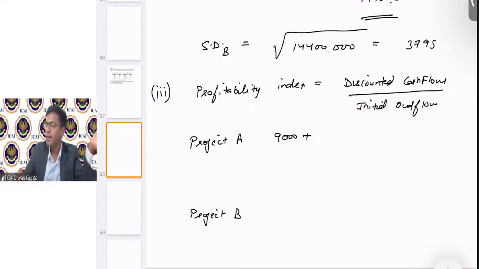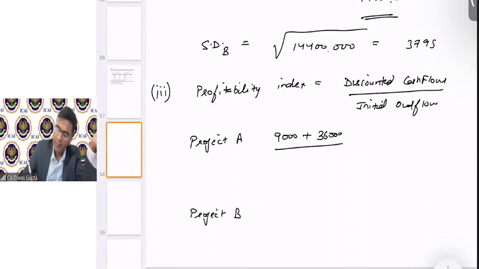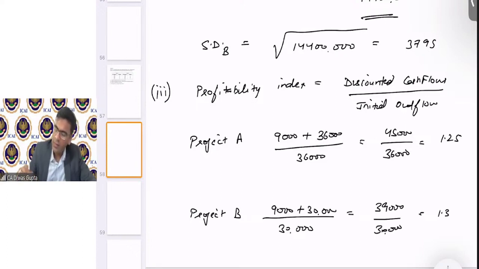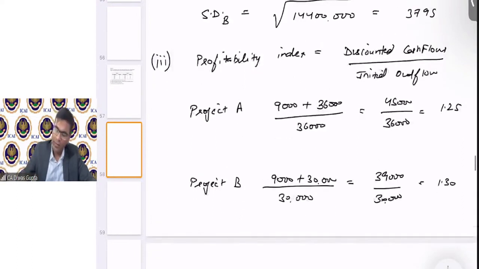Uday is saying higher the risk, higher return. Yes, Uday. That is one of the implications coming out from that question. 9,000 plus 36,000 divided by 36,000. 36,000 was our cash outflow. So our cash outflow plus NPV will give us the cash inflow, right? So this is 45,000 divided by 36,000. It comes as 1.25. Again, 9,000 plus 30,000 whole divided by 30,000. So this is 39,000 divided by 30,000 gives us 1.30. Okay, students. So the profitability index is calculated accordingly.